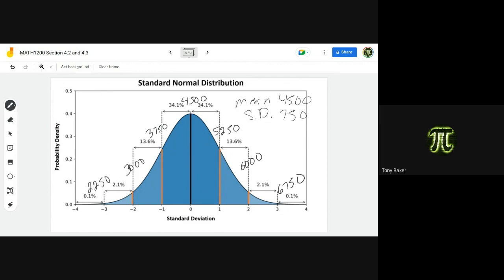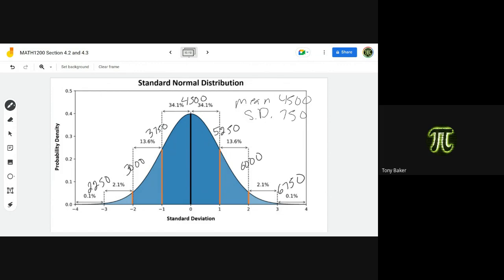All right, which range is going to be 68% of all of his sales? A range is a beginning, a starting and an ending. Correct. Okay, 68% is 1 standard deviation. So that's 1 jump on either side. So from 3750 to 5250, 68% of all of his days would fall within that amount.